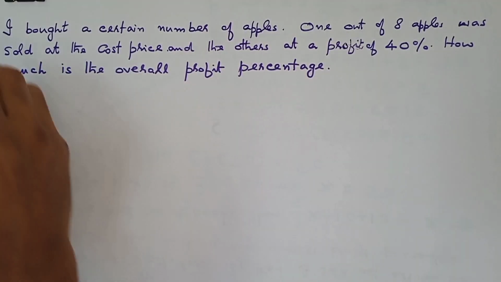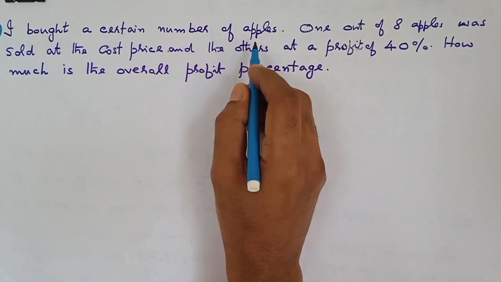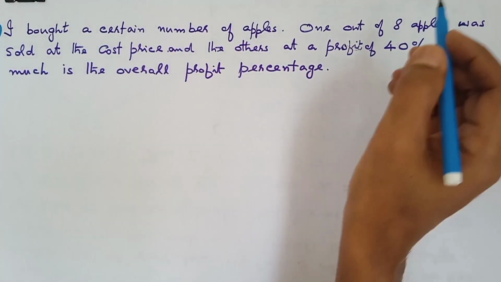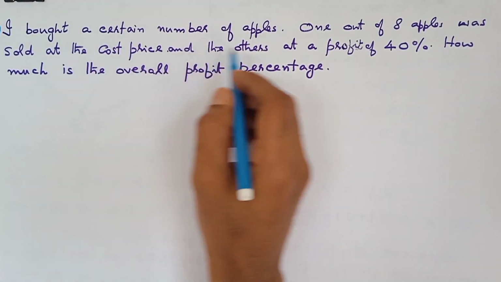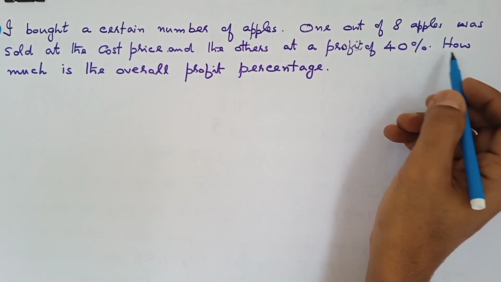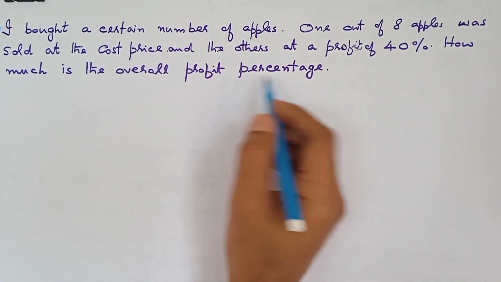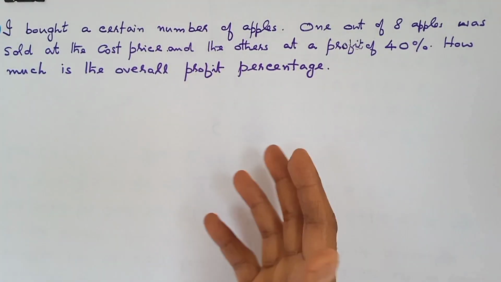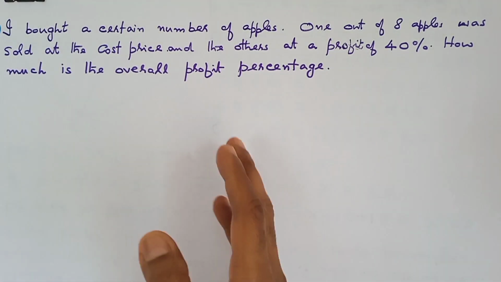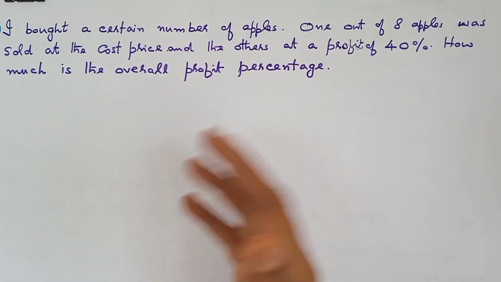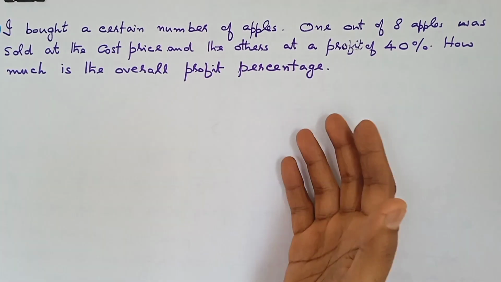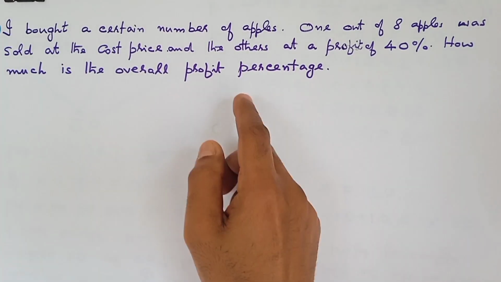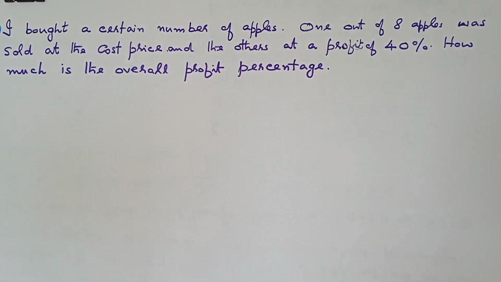The second question is this. I bought a certain number of apples. 1 out of 8 apples was sold at the cost price and the others at a profit of 40%. How much is the overall profit percentage? I haven't given the number of apples I bought, nor the price of each one I bought it for. We don't need these details because the question is not about finding absolute profit. What is it about then? It's about finding overall profit percentage.